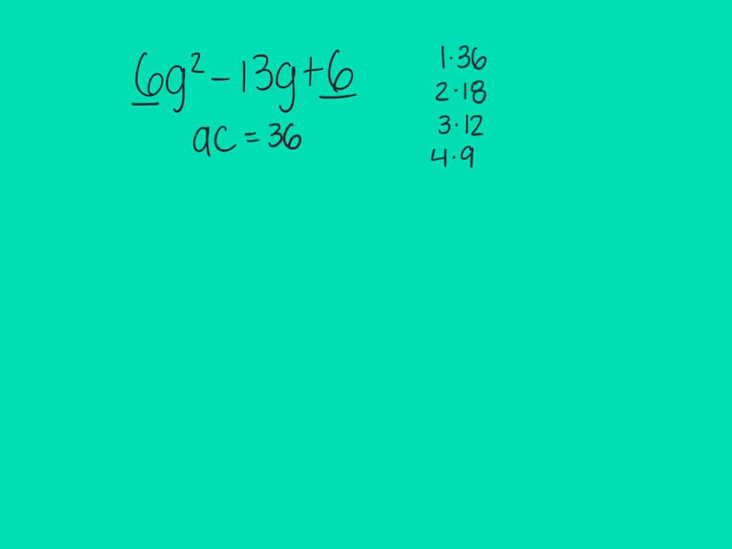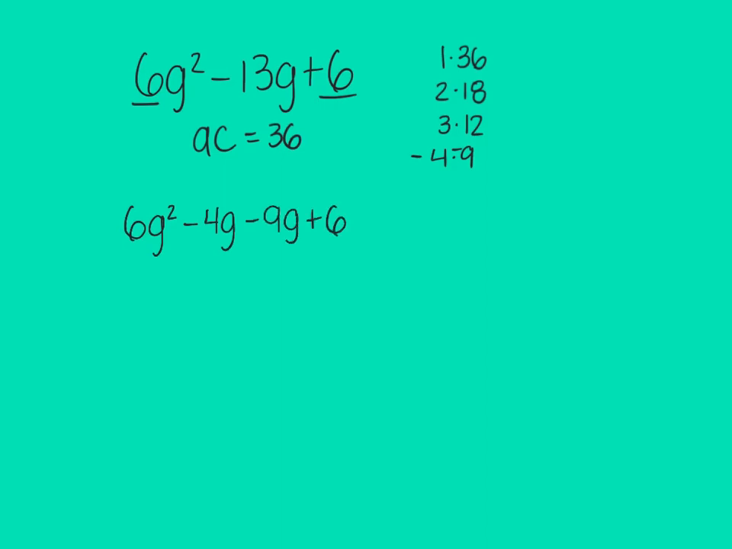So I know I'm going to be using a 4 and a 9, but I'm also noticing that this 13 is negative. So in order to make it a negative 13 when I add them, I should have this be a negative 4 and a negative 9, and it still will equal positive 36 since negative times negative equals positive. So now I'm going to rewrite this, but instead of minus 13, I'm going to split it up into minus 4g and minus 9g.